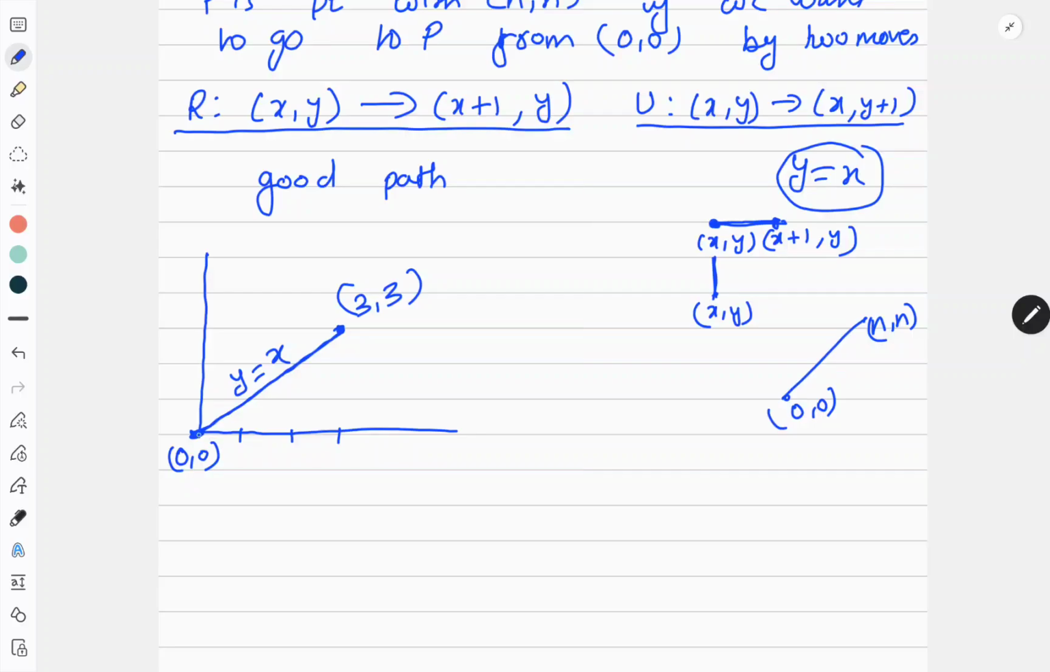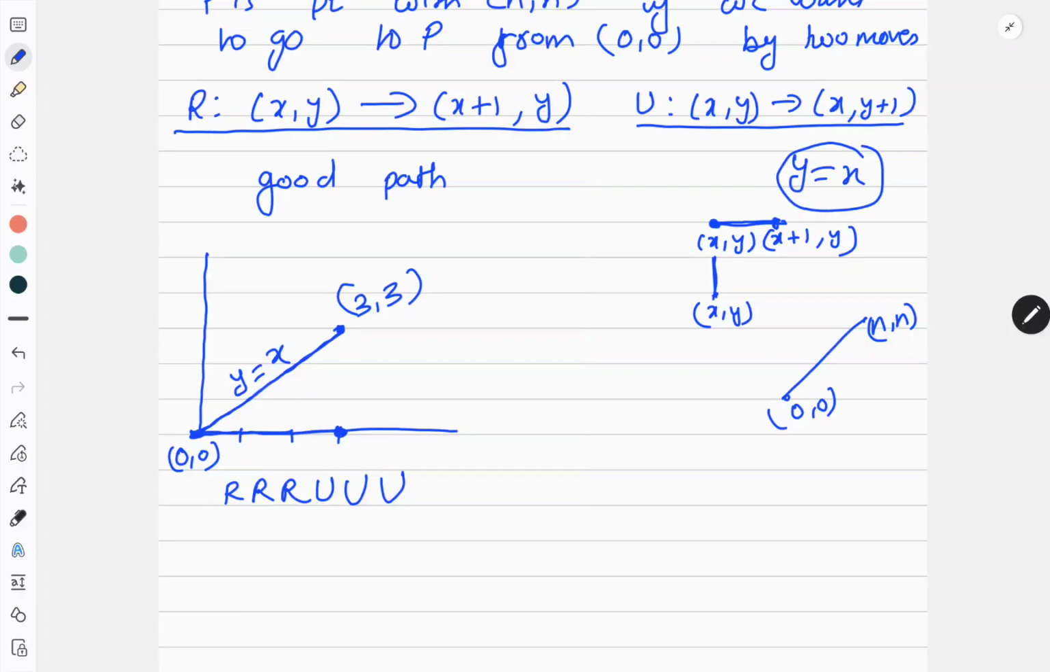Now think, if I am starting from here, how can I go? R, R, R, because R moves me 1 unit towards the right. So I can move like this, R, R and R, and I reached here. Now I want to go up, so I will do U, U, U. So this is one way to reach.